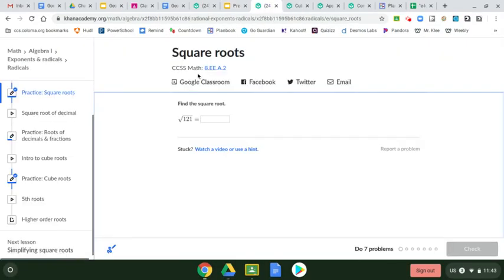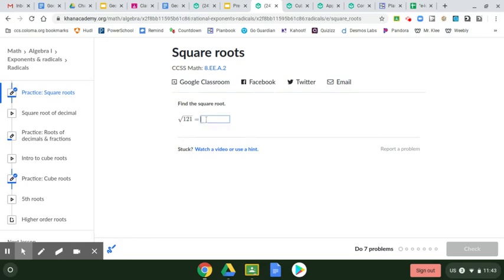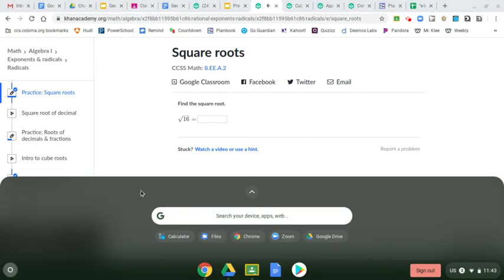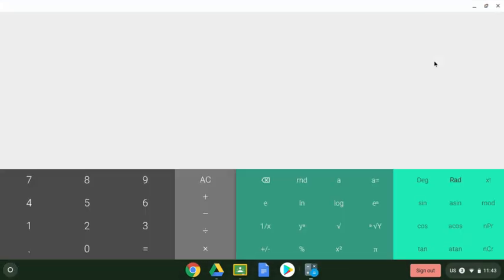So first in Khan Academy, you'll get square root of 121. Now I know 11 times 11 is that 121, so I know the answer is 11. If I want to, I'll show you how to do it quick on the calculator. The next one's square root of 16. So I'm going to type in 2, hit the root button here, then 16, and hit equal.